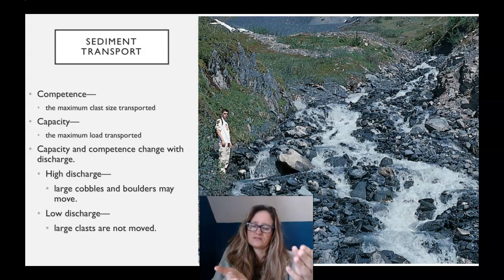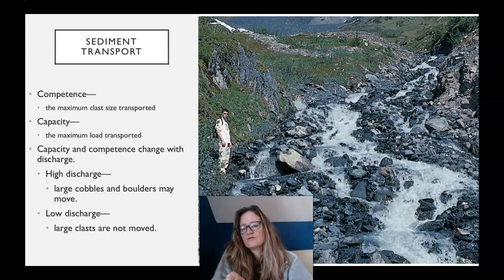If there's a high discharge, a lot of volume of water coming, there's going to be large cobbles and boulders that can move. This can be in a high gradient stream like in the image here, or in a flood situation, we would get boulders and larger cobbles to move if there's more water in a flood. Lower discharge means there's not going to be big clasts moving.